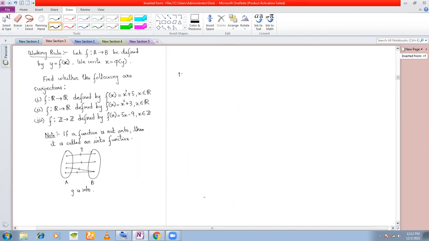Number 3. f: Z to Z, that is, set A is the integers and set B is also the integers, defined by f(x) = 5x - 9, where x belongs to the set of integers, the set A.